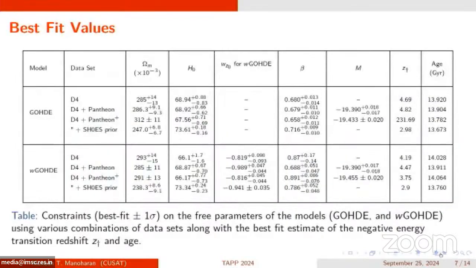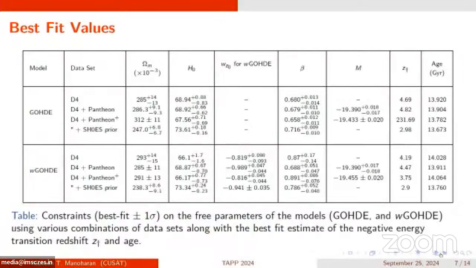So for various combinations of data sets, we can have the matter density, which is consistent with the concordance value 0.3. I'm writing in terms of 10 to the power -3, that is why it is roughly closer to 300. Then the Hubble parameter, obviously the Hubble tension is not being solved. Whenever I use the SH0ES prior, I'm getting a higher value of the Hubble parameter. But whenever I'm not using the SH0ES prior, I'm getting something closer to the TRGB value or the Planck value.